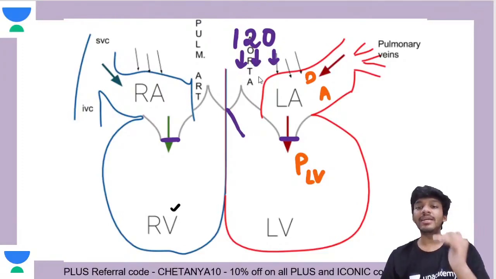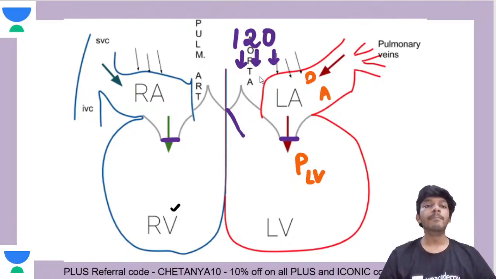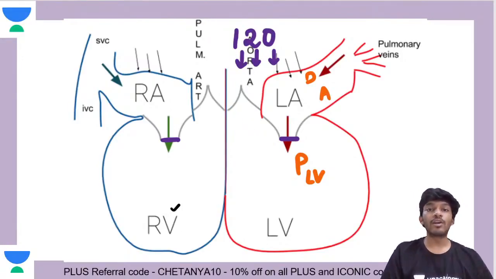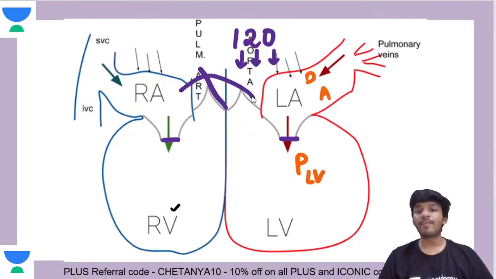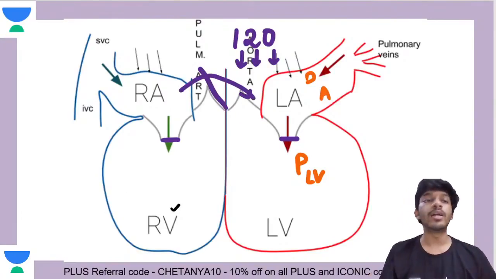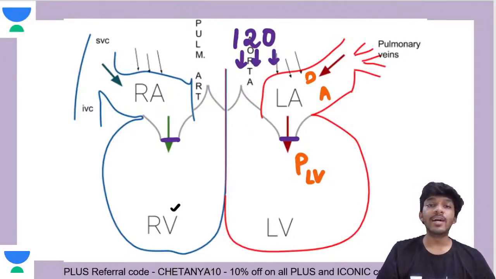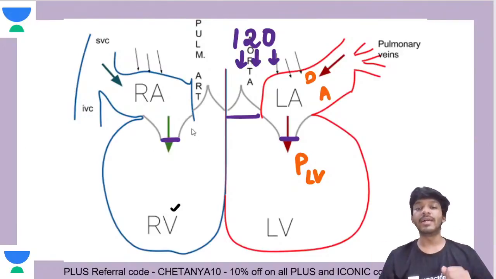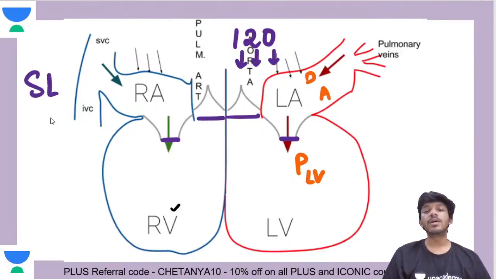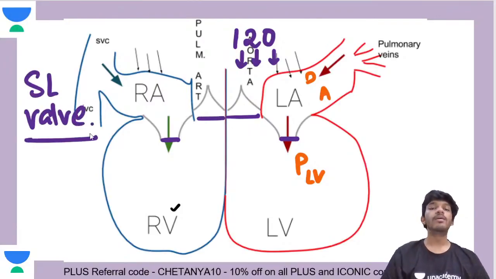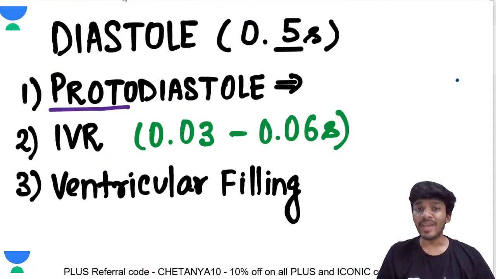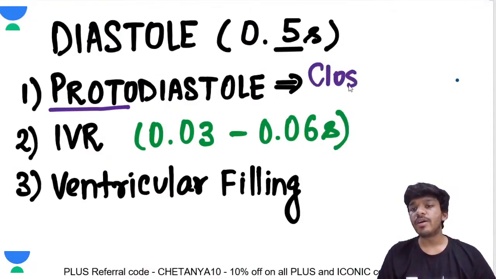And when the pressure in the aorta becomes greater than that of the ventricle, there is going to be backflow and that will close the aortic valve. And when the aortic valve gets closed here, it will again make a sound and we'll talk about it in the heart sounds, right? So the aortic valve is getting closed, which means basically the semilunar valves are going to close, and that closure marks the end of protodiastole. So till when do you have protodiastole? It is the phase in which there is closure of semilunar valves.